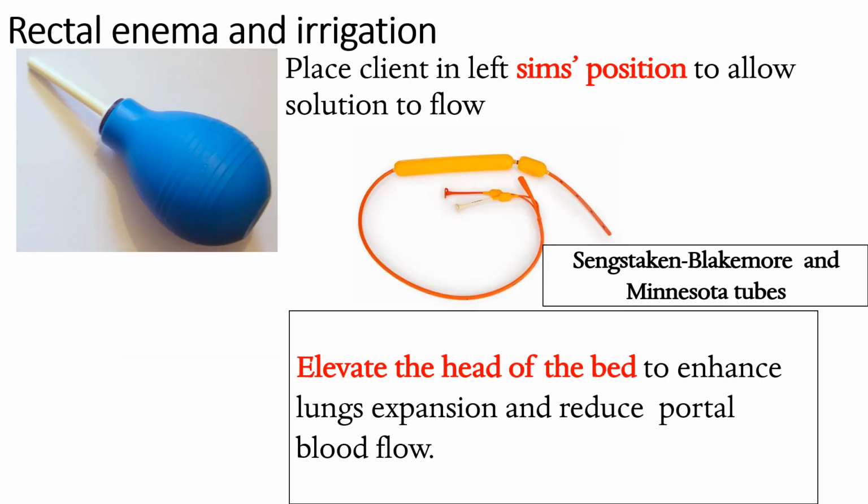Now, let's talk about rectal enema and irrigation. For clients having a rectal enema procedure, we place them in Sims position to allow the solution to flow down by gravity. Now, with a Blakemore or Minnesota tube, we elevate the head of the bed to enhance lung expansion and reduce portal blood flow. This tube is not used often, but it's good that we have knowledge about it.